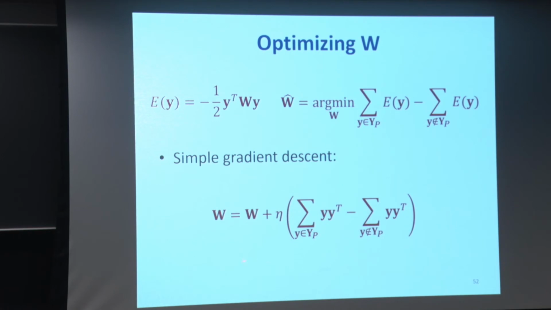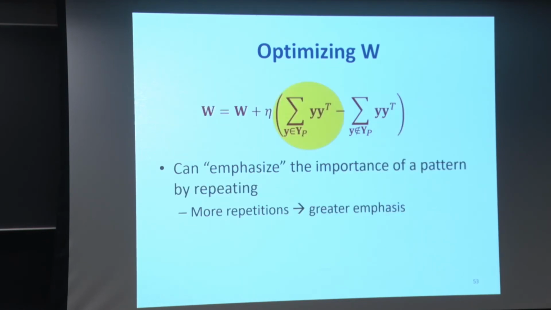So you're going to keep updating your weights matrix according to this gradient. Very simple, right? So what exactly does this mean? What is this first term? This first term is emphasizing the contribution of the target patterns. You're trying to minimize this, right? Minimize the energy at all of these. And you can emphasize some patterns more than other patterns by repeating them.